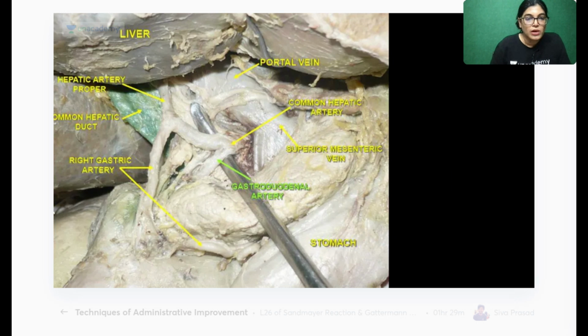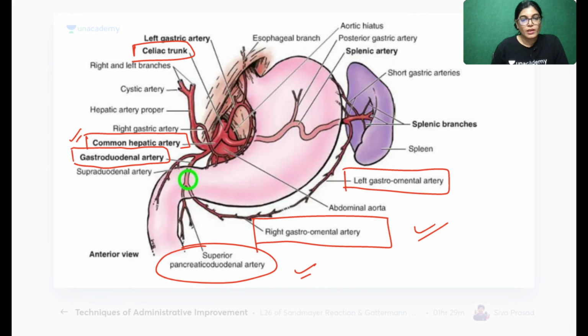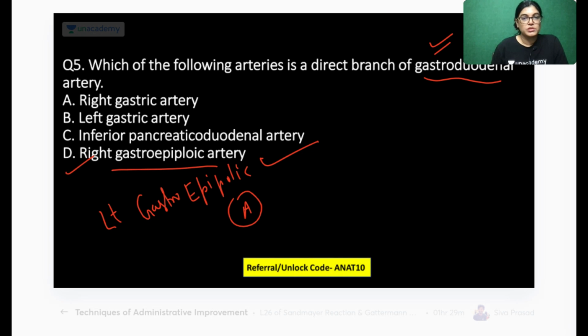See here also I want to show you, this is the common hepatic artery. Here, this is the right gastric artery, which is a branch arising either from the proper hepatic artery or from the common hepatic artery. Both are right. So done. Let's move on to question number 6.